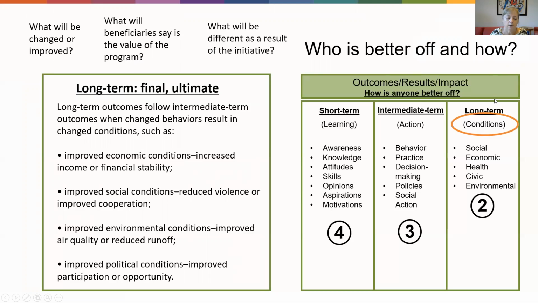I like to identify the long-term outcomes before the intermediate and the short-term, but it may be beneficial to really look at all of them as a sequence. For long-term, these are just some of the prompts: the social, the economic, health, of course. And what I find very helpful is, again, to look at this as conditions. What conditions do we want to change?